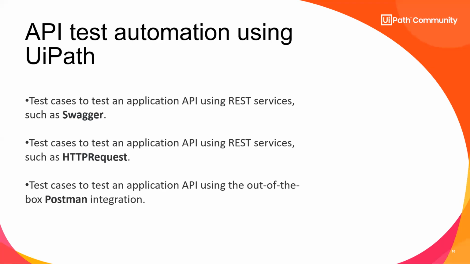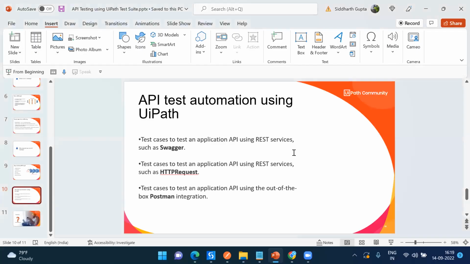And the next one is using Postman, because for API, Postman is a very useful tool. UiPath can also integrate with Postman, and we can carry out automation testing from there. So let's see a practical example of all these three: how can we carry out test automation using UiPath?